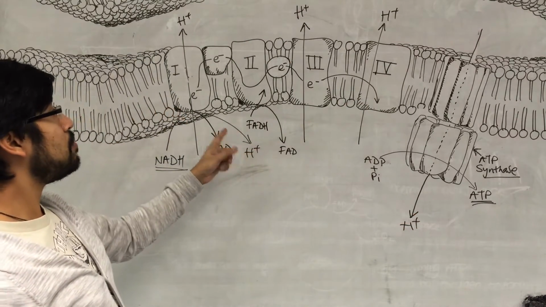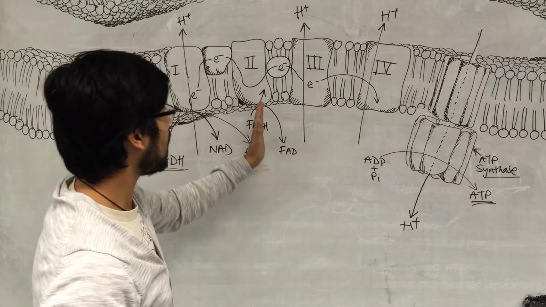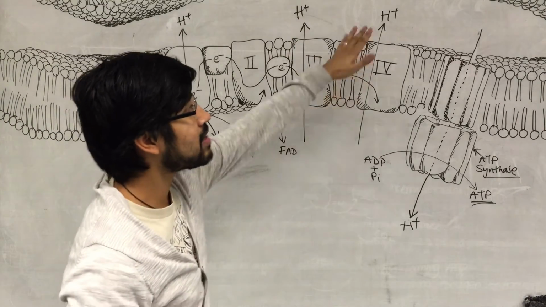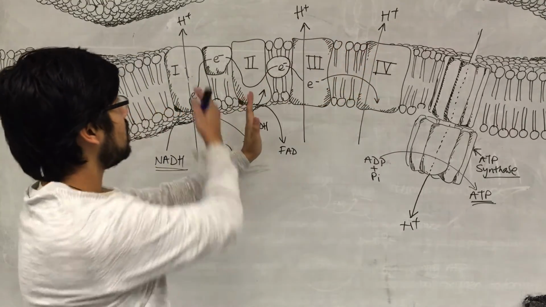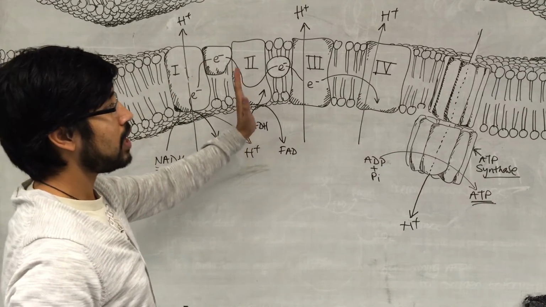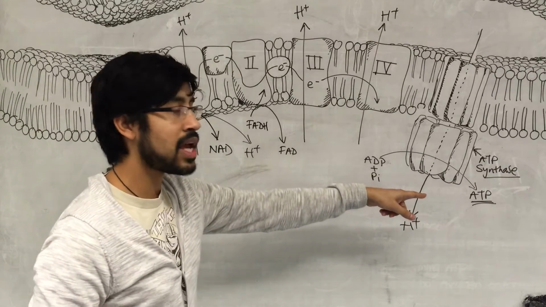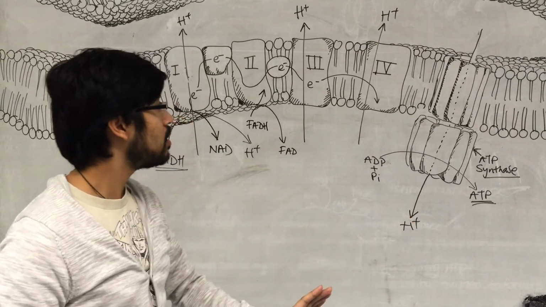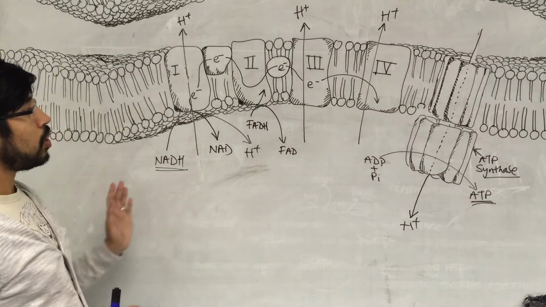But FAD, because it passes its electron further down the chain, doesn't cause as much pumping because it misses one of the electron carriers that does that. And therefore its contribution to ATP production is slightly less. Okay? So I hope this is making sense.